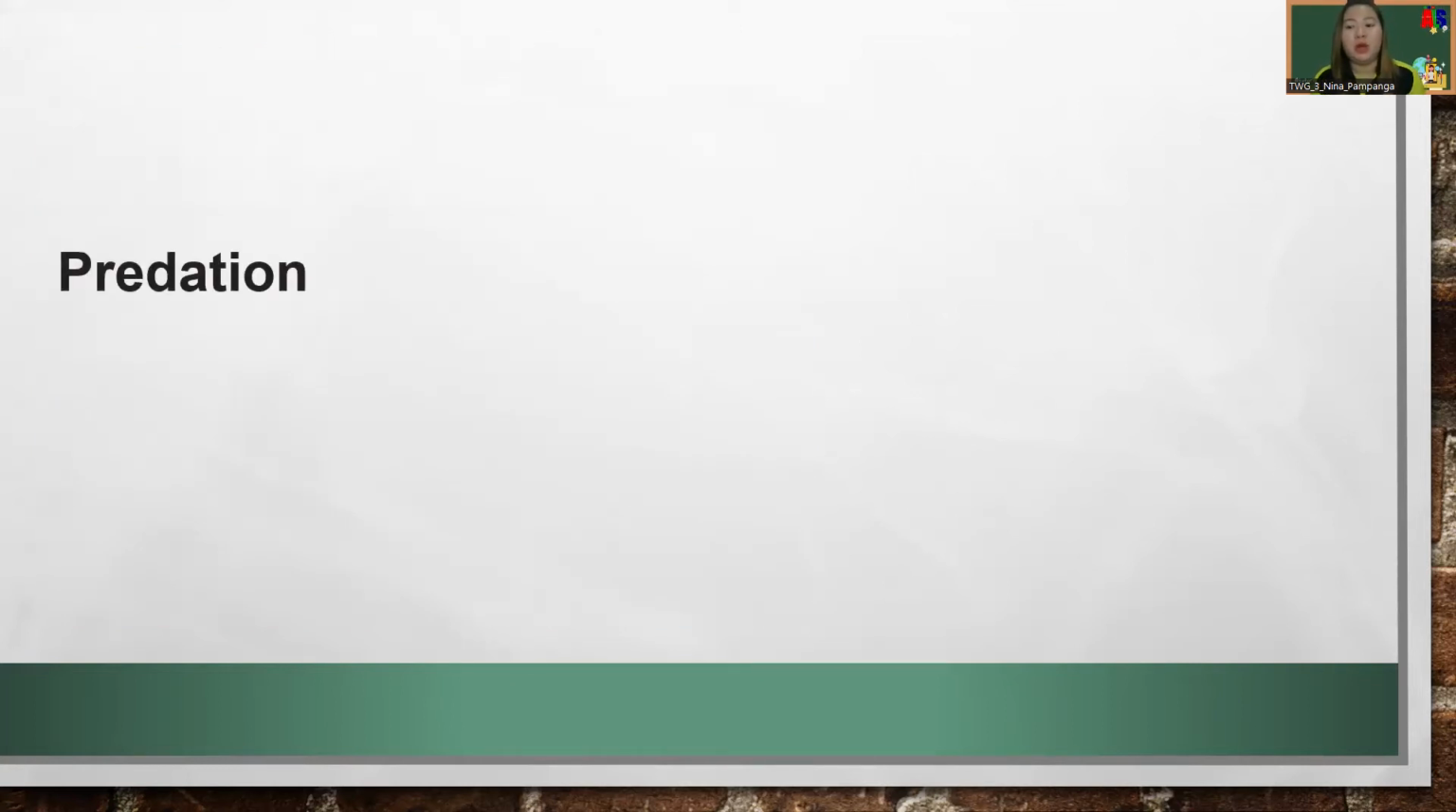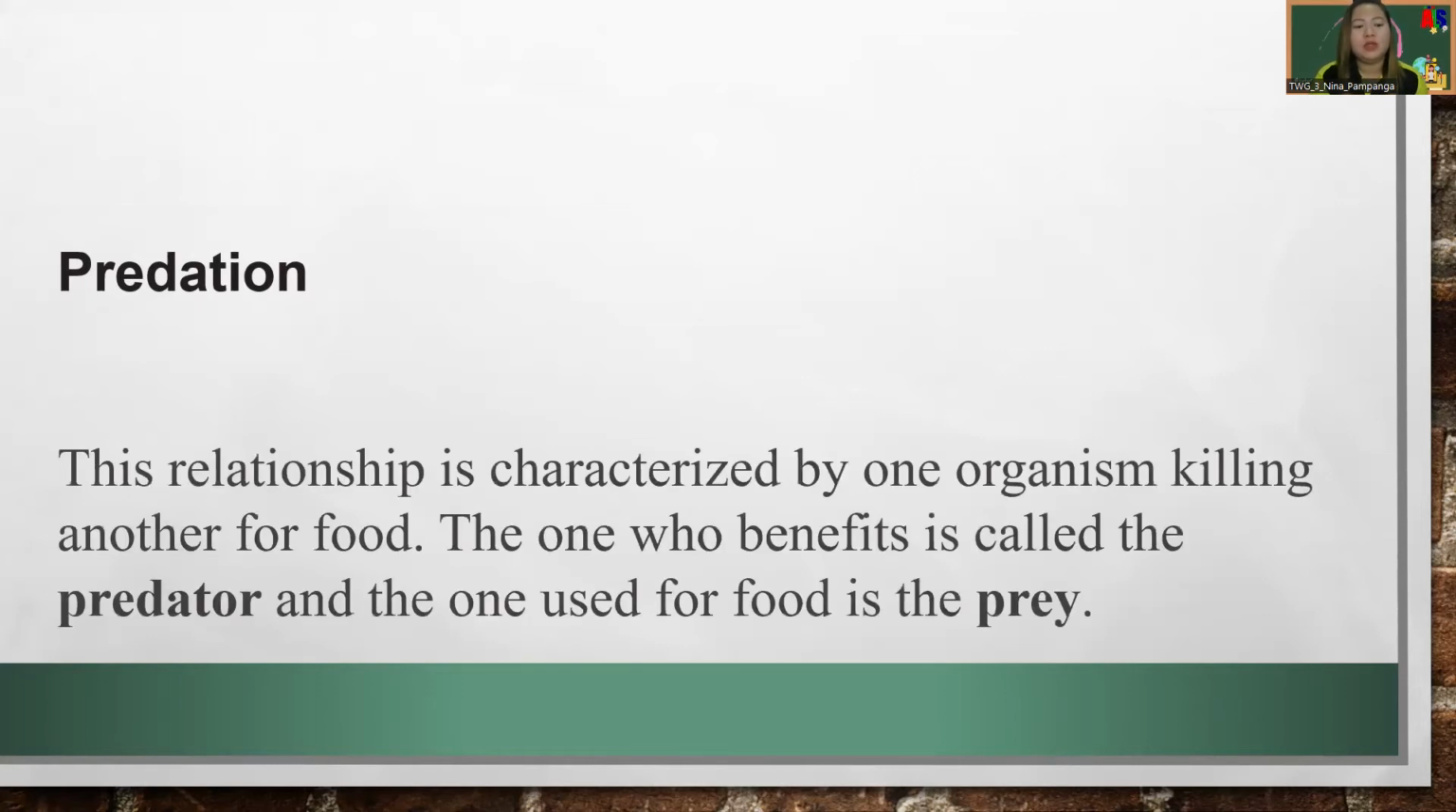So, the first one is what we call predation. So, let's talk about what is the predation and its meaning, right? So, this relationship is characterized by one organism killing another for food. So, ibig sabihin, yung isang organism, ikikil niya yung isa pang organism para gawin niyang pagkain ito. And the one who benefit is called the predator. So, yung pumapatay ng isang organism, yun yung tinatawag nating predator. And the one used for food naman, yung kakainin ni predator, ang tawag natin doon is prey.